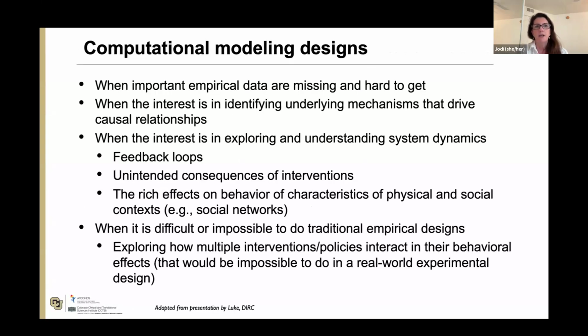All right, computational modeling designs can be important when there are no empirical data or they're really hard to get. So you're creating a hypothetical situation, and you're trying to understand what some mechanisms might be. Maybe you might do this before a study or instead of another study design that we just talked about. It's also useful when the interest is exploring system dynamics like feedback loops, unintended consequences, and ripple effects of behavior, and when it's difficult or impossible to do a traditional empirical design.